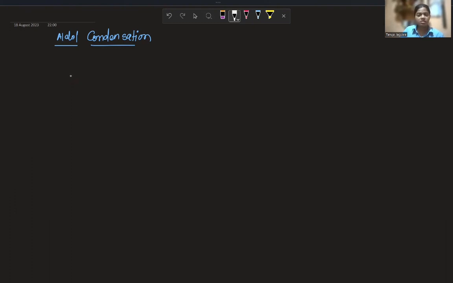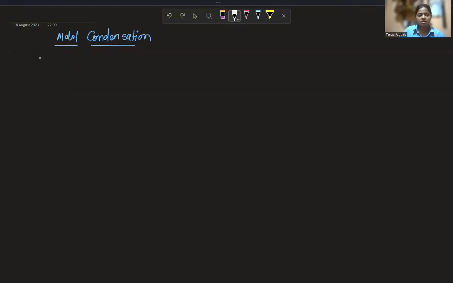What is aldol condensation reaction? It is the reaction of aldehydes or ketones to form beta-hydroxyaldehydes or ketones in the presence of dilute NaOH. This can further be dehydrated to alpha beta unsaturated ketone or alpha beta unsaturated aldehyde.